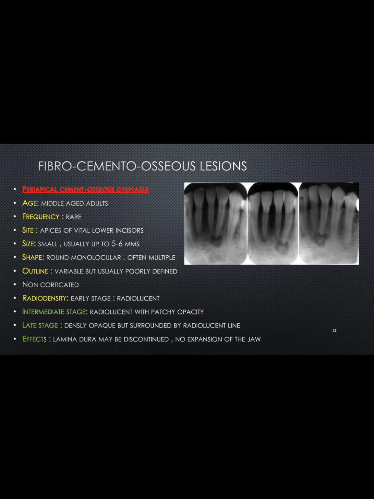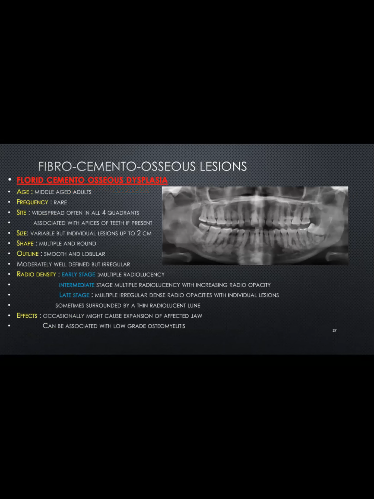They're usually small, up to 5 to 6 millimeters. They're round, monolocular. Sometimes they could be multiple. And like I told you, the radiodensity depends on what stage it is. If it's in the early stage, it's going to be radiolucent. Intermediate, it's going to have patches of opacity like you could see in the second and third pictures. In the later stages, it's going to be densely opaque, surrounded by a radiolucent line. Now, the lamina dura may seem discontinued, but there's no expansion of the jaw.